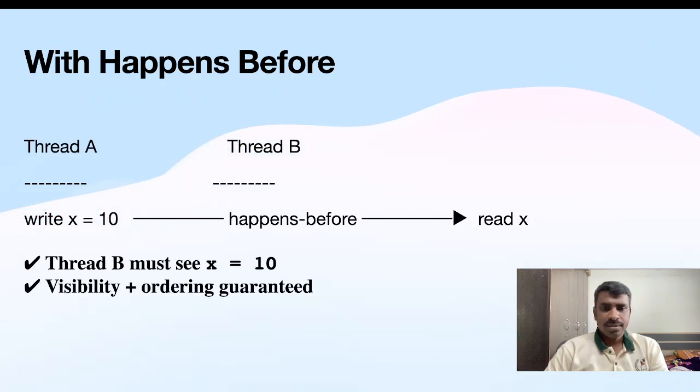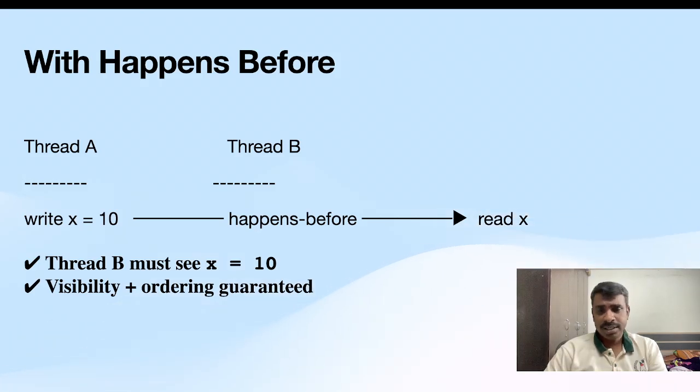This is the same example only. Thread A writes x equal to 10, and reading x will get 10. So this visibility and ordering is guaranteed here since we are using the volatile keyword.